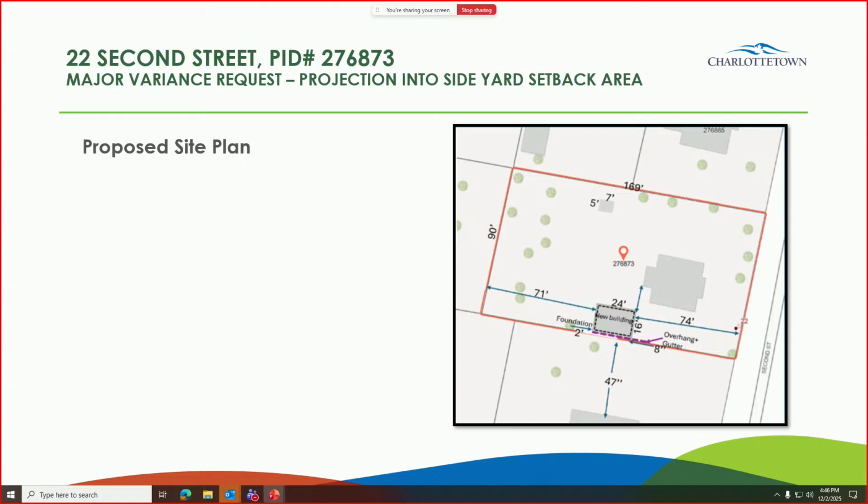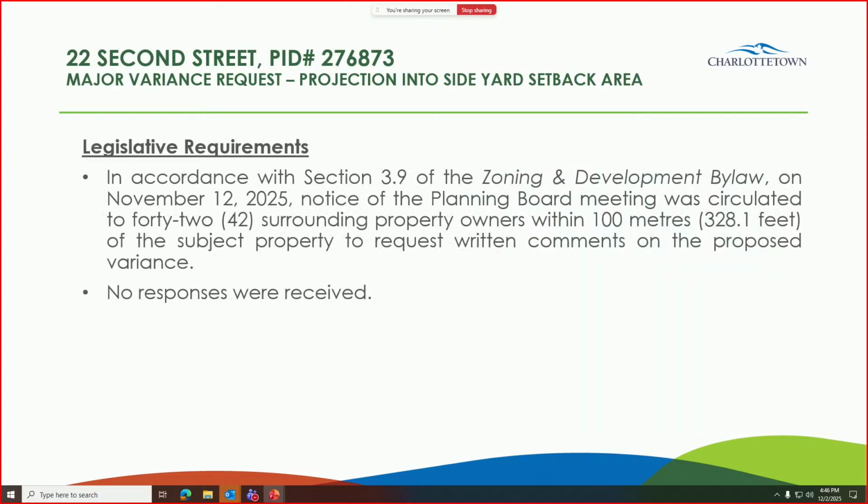Next slide is the proposed site plan to show the proposed location and orientation of the detached garage that's been submitted by the applicant. In accordance with Section 3.9 of the Zoning and Development Bylaw, on November 12, 2025, notice of the Planning Board meeting was circulated to 42 surrounding property owners within 100 meters of the subject property to request written comments on the proposed variance, and to date, no responses were received.